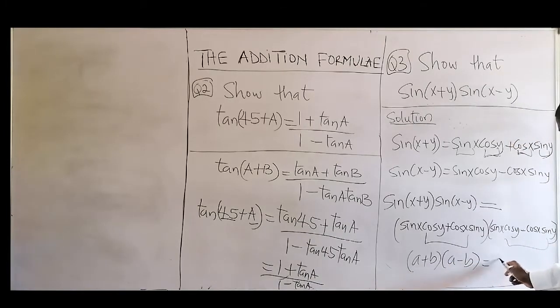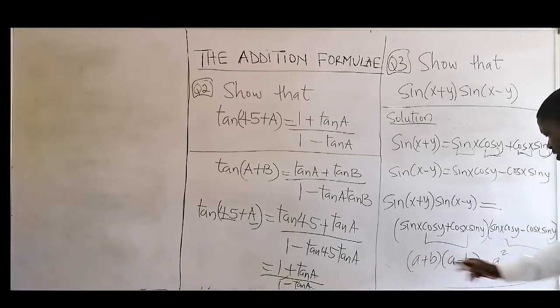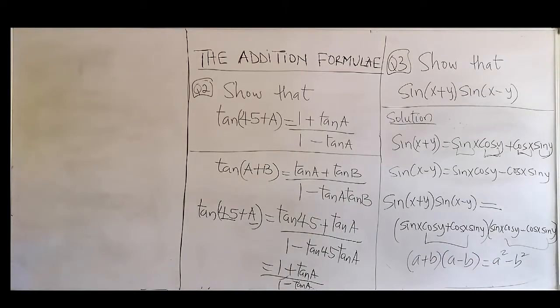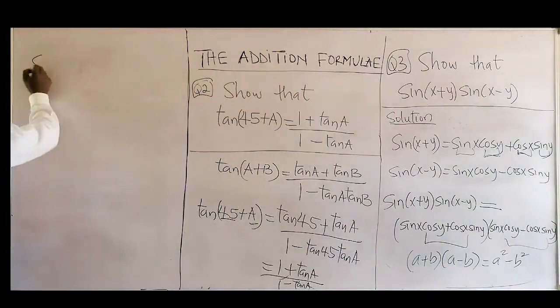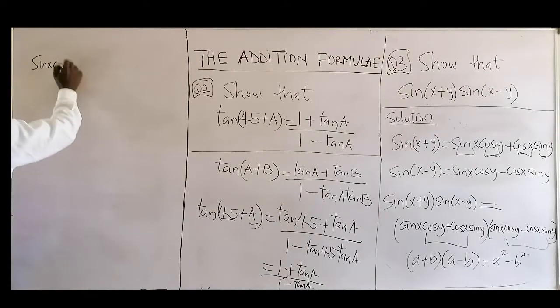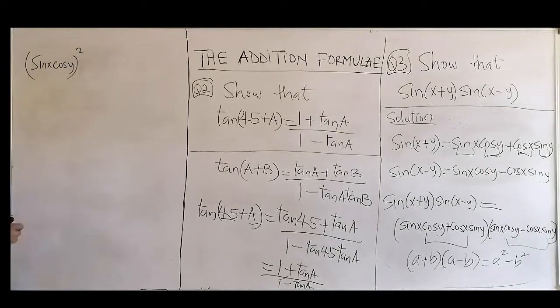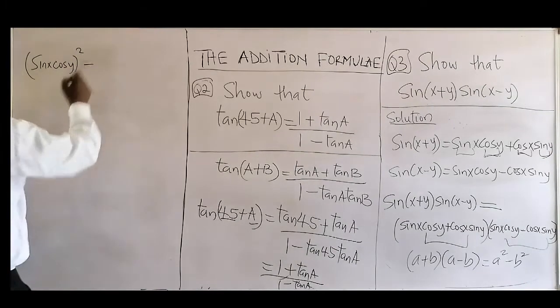So this will be equal to what? a squared. The first one is squared, then minus b squared. So I'm going to apply that. And that will be equal to the first one squared. That will be equal to (sine x cos y) all squared. That's my a squared. Then followed by minus b squared. That's (cos x sine y).